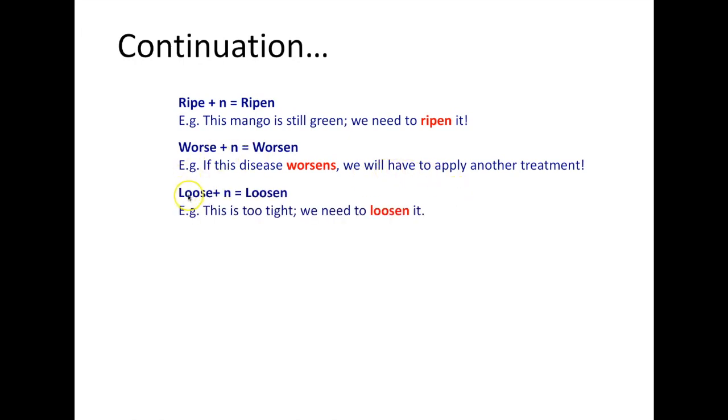Okay, we also have the case of loose. Loose is the same case as worse and ripe. We only add n, and then we get loosen. Okay, the example is, this is too tight, we need to loosen it.